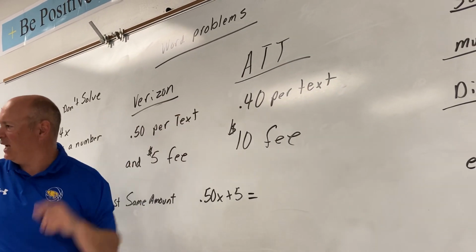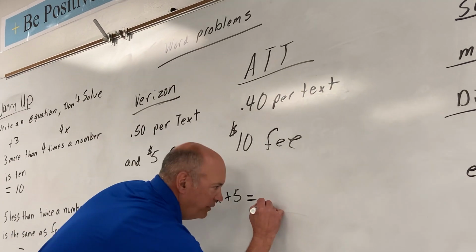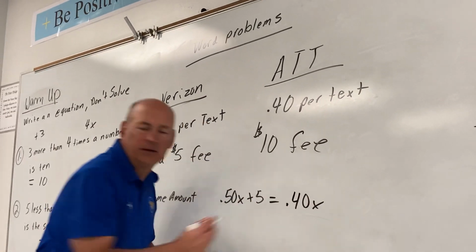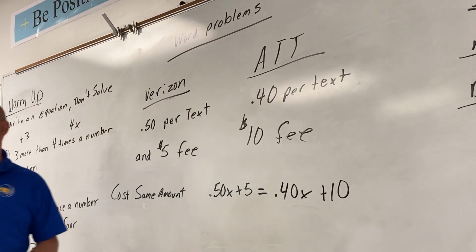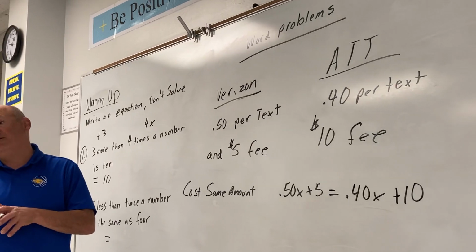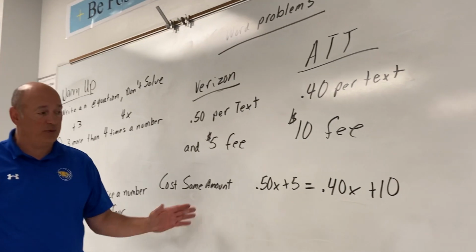Write me an equation for AT&T. Katie. 0.40x plus 10. Do y'all agree with our equations? Yes. I'll give you a hint. If you mess up the equation, you're going to get the wrong answer. Does that make sense? Yeah. But your equations are good here.